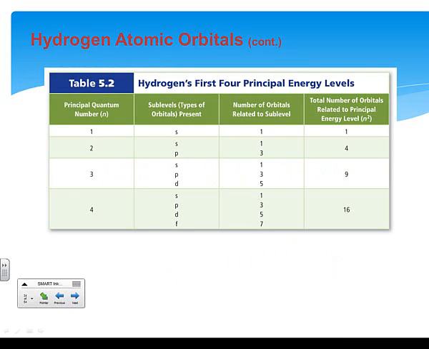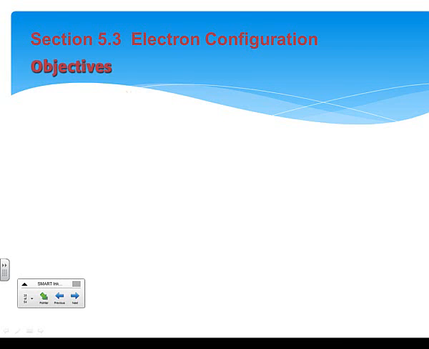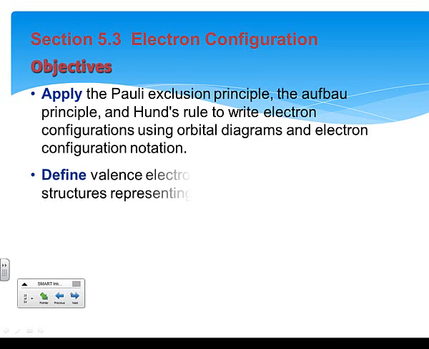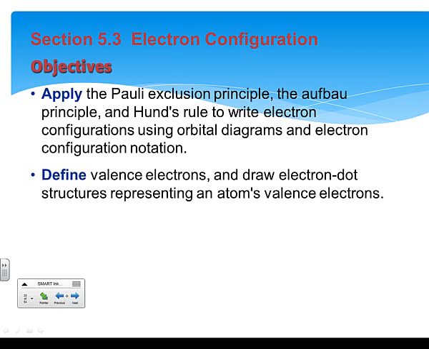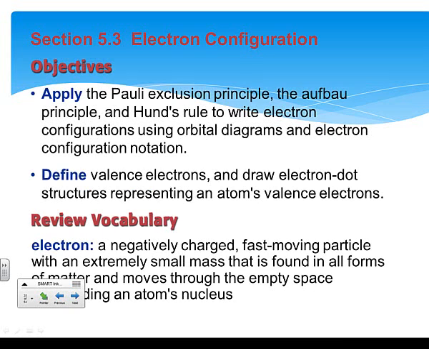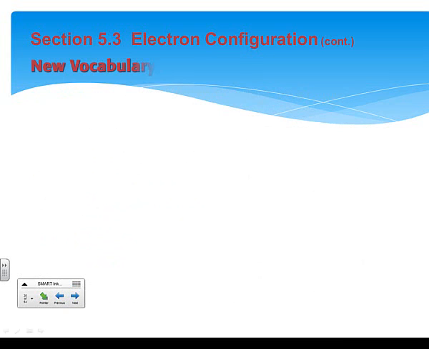So this table is just basically talking about hydrogen's first 4 principal energy levels, the quantum numbers, and how many sub-levels you can have in each quantum number. And I think it makes more sense for us to look directly at a periodic table to understand this. So I want to skip over to understand exactly what I'm talking about.